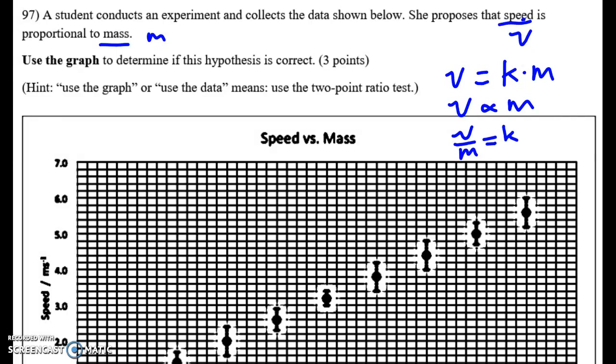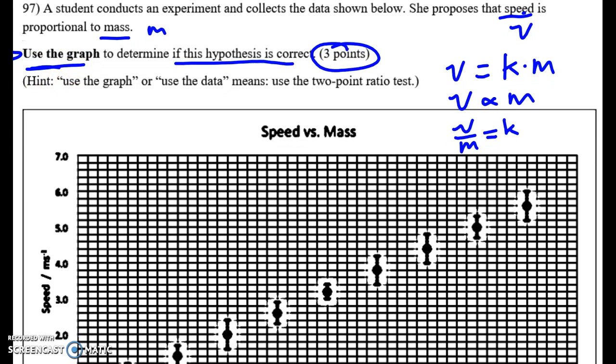Alright, let's look at the data. Well, first let's read the question. It says, use the graph to determine if the hypothesis is correct. 3 points, that's a lot. I'm not just supposed to say that the graph goes through the origin, or something like that. I have to actually use data points. Okay then, let's use some data points.